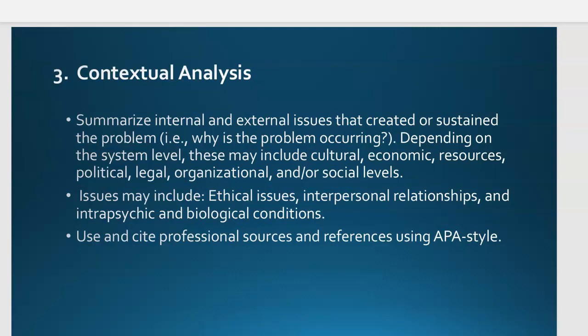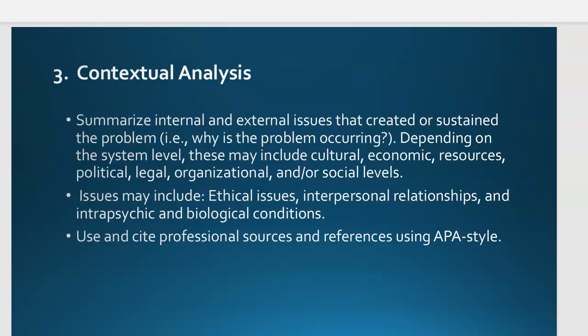Think of person and environment. Think of biopsychosocial, cultural, spiritual factors. Think of social context. All of this is what you're going to draw from in order to write your contextual analysis.